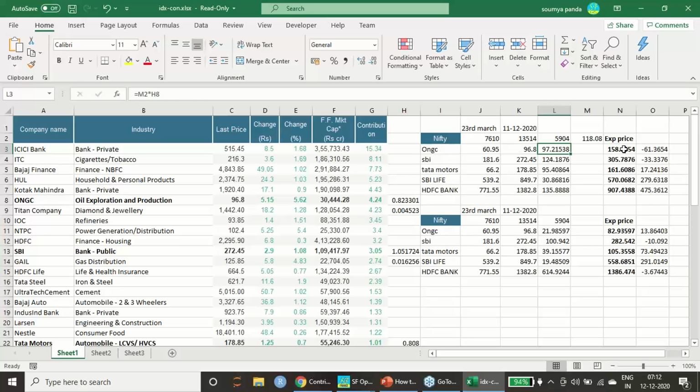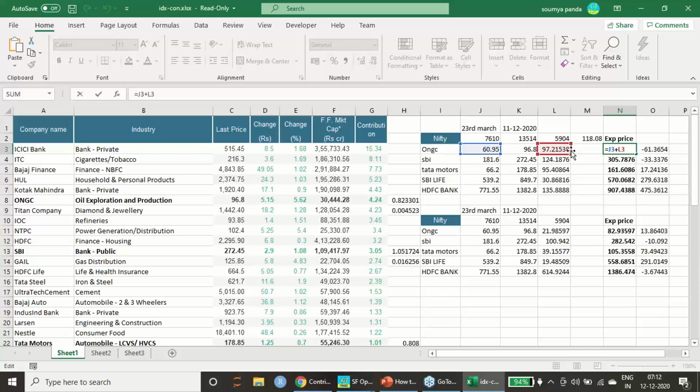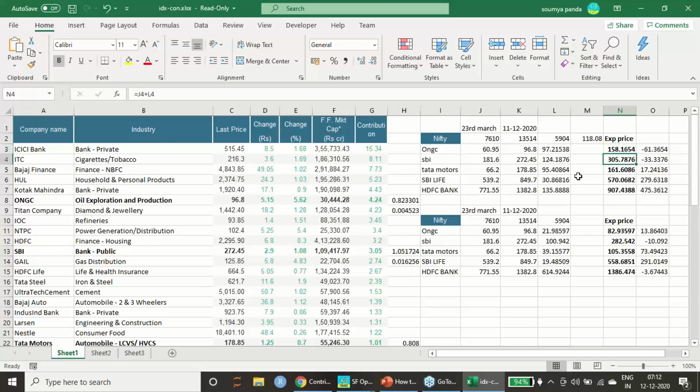So this gives me 97.21. So my expected price will be the price on 23rd March plus how much price point I have expected. This I can add. So my expected price, if there is an equal contribution, then ONGC must be trading at 158 rupees. If the equal contribution happens, SBI must be trading at 305. Tata Motors should be 161, SBI Life Insurance should be 570, HDFC Bank should be 970.